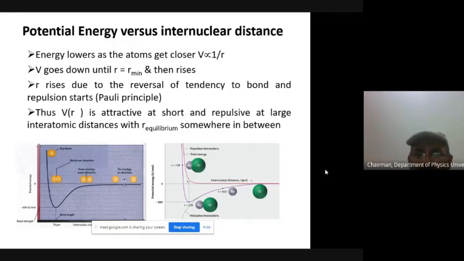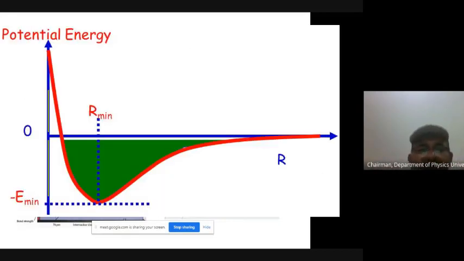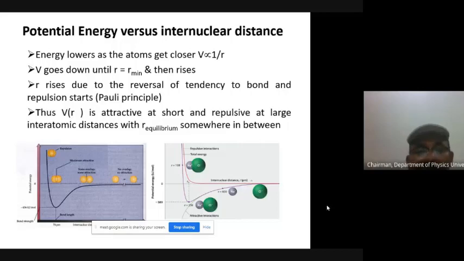So the potential energy is inversely proportional to the distance between the two atoms, as you see in the figure. The potential energy goes down until R is equal to R minimum. R minimum is here somewhere. It goes down until you reach R minimum, and then there is a reversal of the tendency to bond, and repulsion starts.